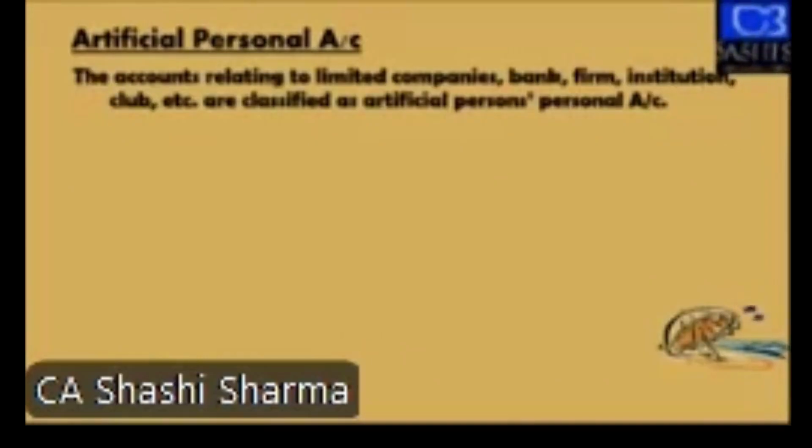So artificial is the word just opposite of natural. Everything that is man-made is known as artificial. So the description says, the accounts relating to limited companies, bank, firm, institution, club, there can be some school also, hospital. These institutions, associations are formed by natural persons.